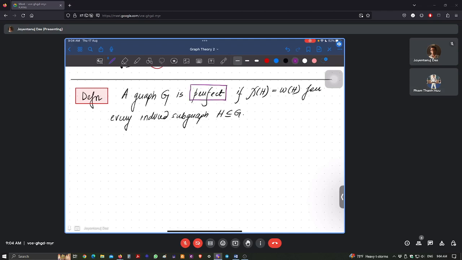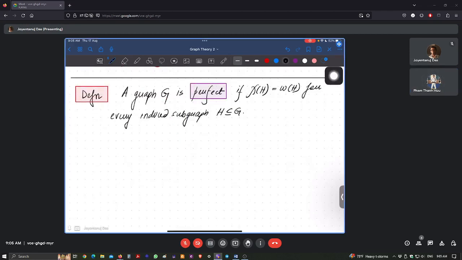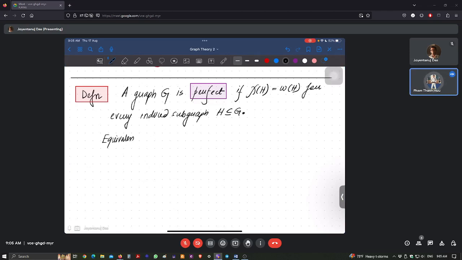So we'll say that a graph is perfect if the chromatic number of H is equal to the clique number of H for every induced subgraph of G. If you take an induced subgraph, its chromatic number equals the highest size of the clique inside that subgraph, then we'll say the graph is perfect. It should hold for every induced subgraph of G.